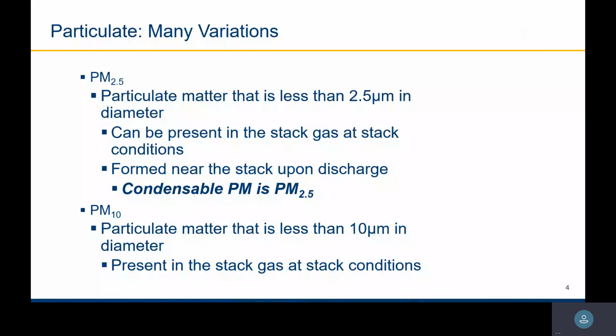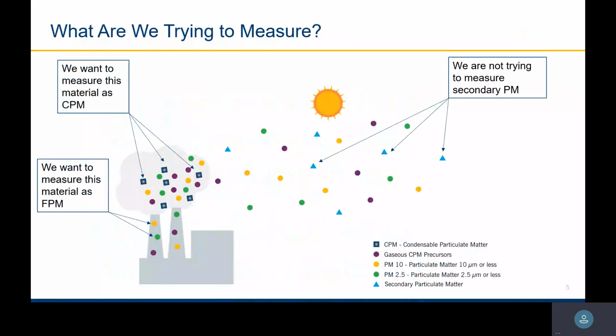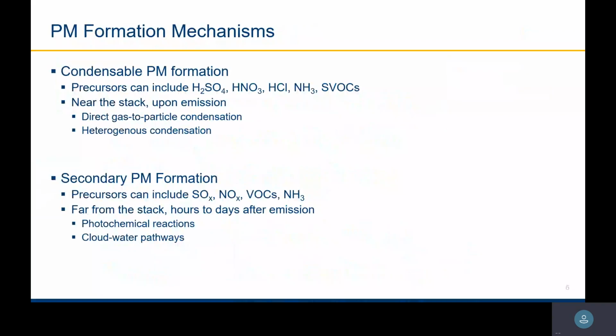All of the condensable particulate matter that we're going to talk about today with this method is PM 2.5, because these are vapors that are coming out and forming very, very small particles after they come out and form a particle. So once again, what we're trying to measure is the particulate that's right by the smokestack, or actually in the smokestack in the sense of the filterable particulate, not the stuff that's further away after it's been reacted.